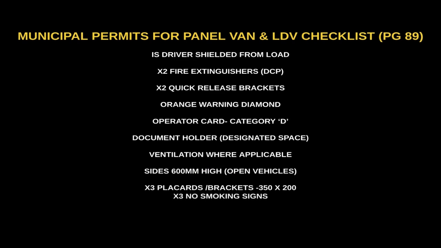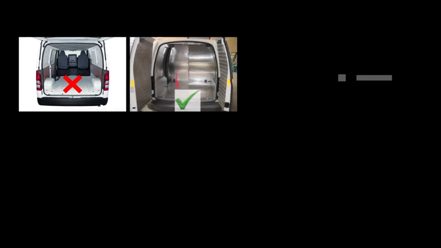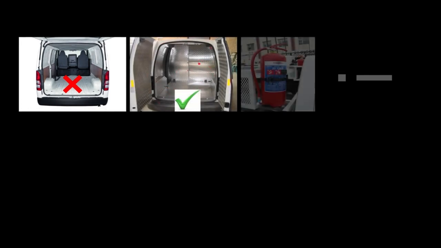The 3 no smoking, remember, because it's 1 for each side, 3 no naked flame, and 3 no cell phones or battery isolator. So please remember, if you want, make notes or take a picture or take a screenshot. This is for your panel vans and light delivery vehicles. So we'll just take a look at some examples. This is incorrect. This is what we are looking for.